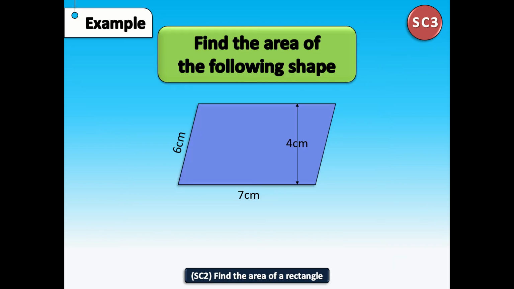So we want to find the area of this parallelogram. So we need to do the base times the height. Now don't make the silly mistake of thinking the 6 centimeters is the height. It's not, it's the slanted side. The height would be 4 centimeters. So we've got to do 4 centimeters times 7 centimeters. So that's 28 centimeters squared.